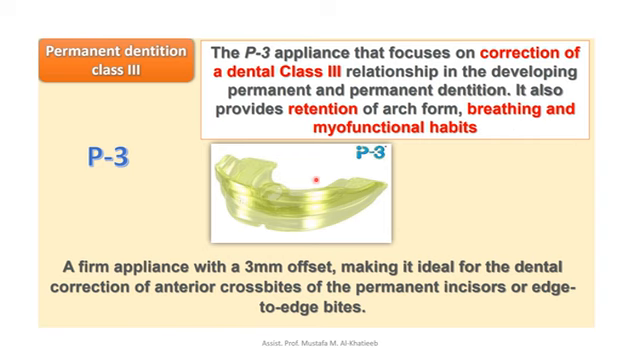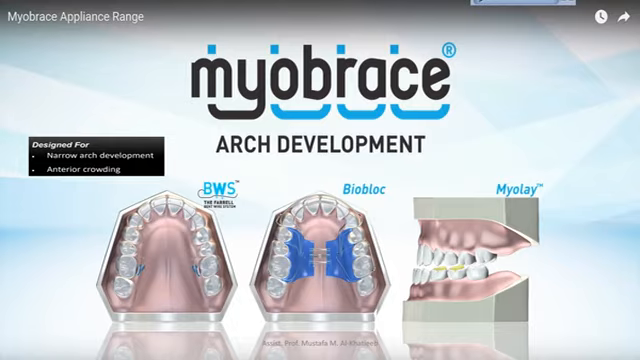It is a firm appliance with a 3 mm offset, making it ideal for dental correction of anterior crossbite of the permanent incisors or edge-to-edge bites. So it can be used in edge-to-edge or anterior crossbite. The Myobrace arch development system is designed for narrow arch development and anterior crowding.